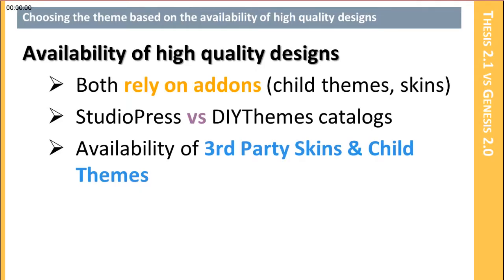Okay, so the next thing we're going to talk about is choosing the theme based on the availability of high quality designs. Now, both themes rely on add-ons, right? Genesis uses child themes and Thesis uses skins, but in both cases, neither of them generally are used without that. Thesis can't be used without a skin. It comes with a skin automatically. Genesis can be used as it is, but most people don't. In the real world, both rely on add-ons like that. And both of them have catalogs of child themes or skins that you can choose from.